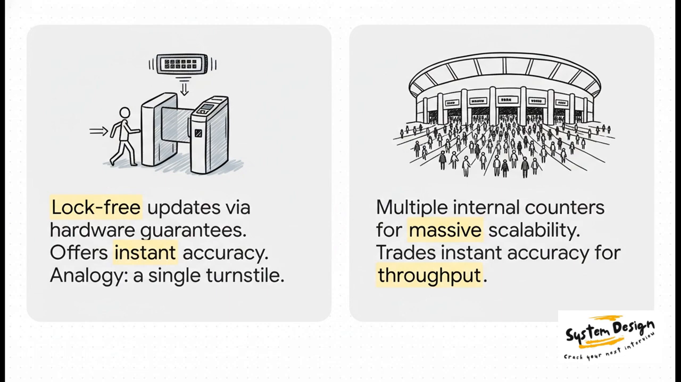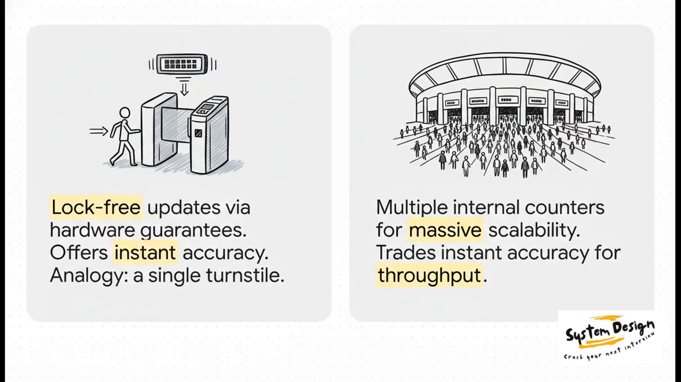Next, let's talk counters. On one hand, you've got atomic variables. These are amazing because they use special hardware instructions to do simple things like incrementing a number without any locks at all. It's like a perfectly engineered turnstile that literally cannot make a mistake. You get instant, perfect accuracy. On the other hand, you have something like a long adder, which is designed for situations with just extreme contention.